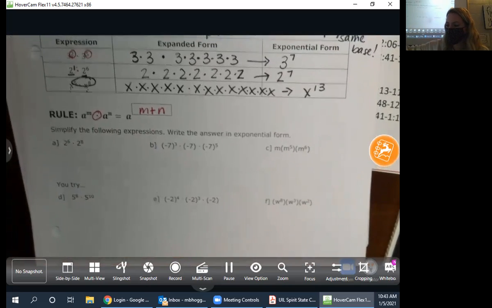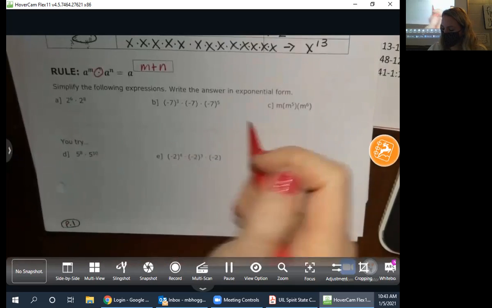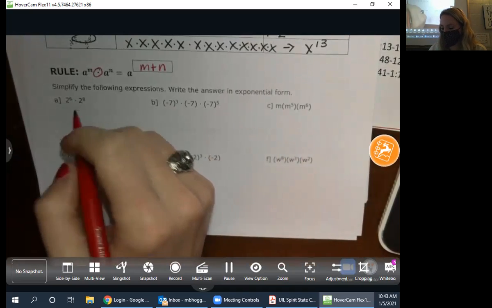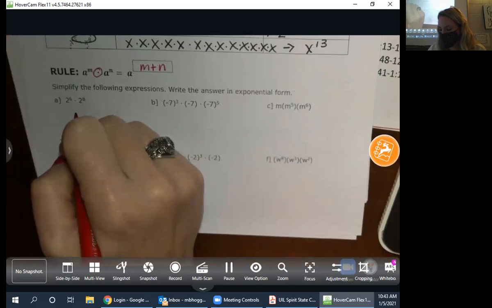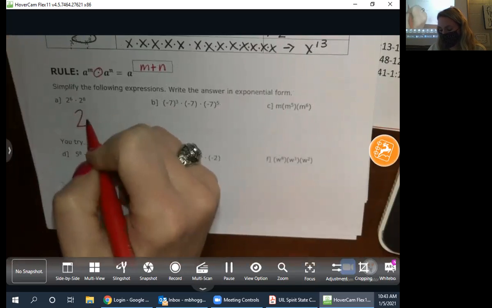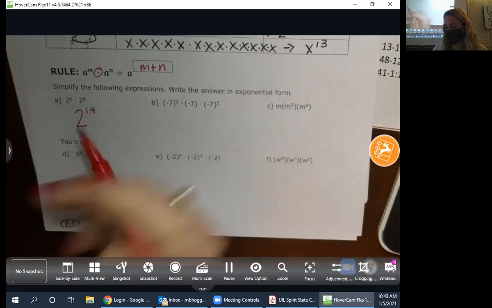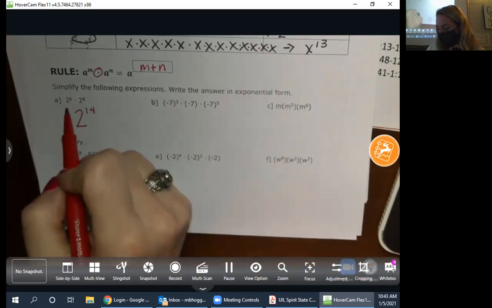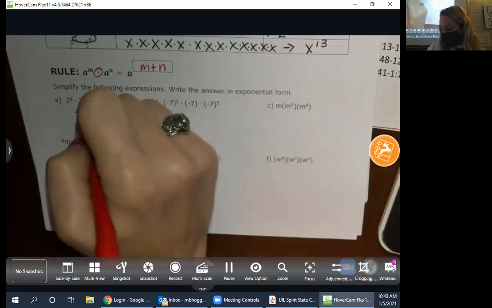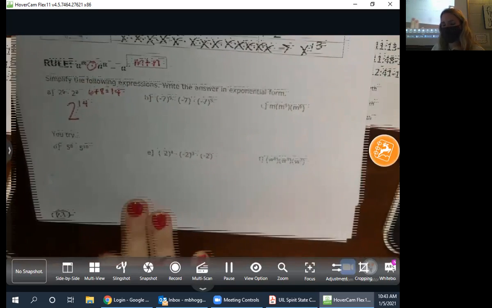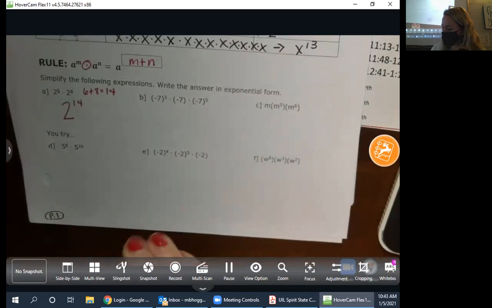All right, so on these, what would we do on A? What would our base be, our answer? 2 to the 14th. How'd you get that, Chandler? You added the exponents. 6 plus 8 equals 14. Is everybody with me? Caleb, were you with me? Okay.